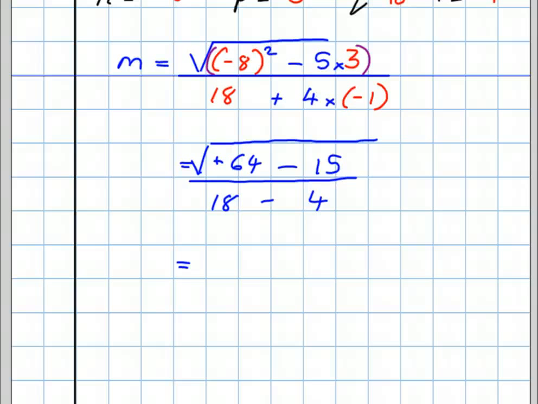We've got +64 take away 15, which is 49. And we may as well work out the bottom expression as well. 18 take away 4 is 14. Now, what's the square root of 49? It's a square number, so the square root of 49 is 7. So our answer is 7 over 14, which simplifies to a half.